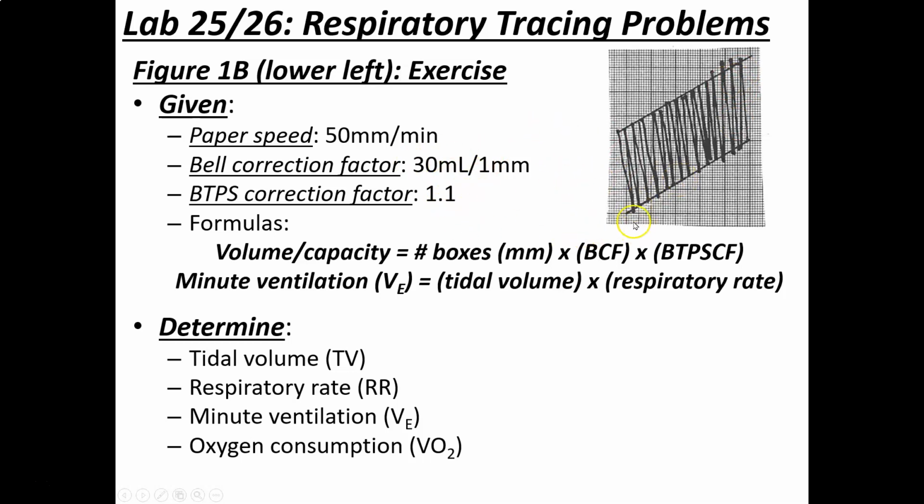Do the same thing for figuring out how long a time across it is and count the number of breaths, and then take the tidal volume and multiply it by the respiratory rate to get minute ventilation, and then look at the slope of the line and how much it dropped to get the VO2.